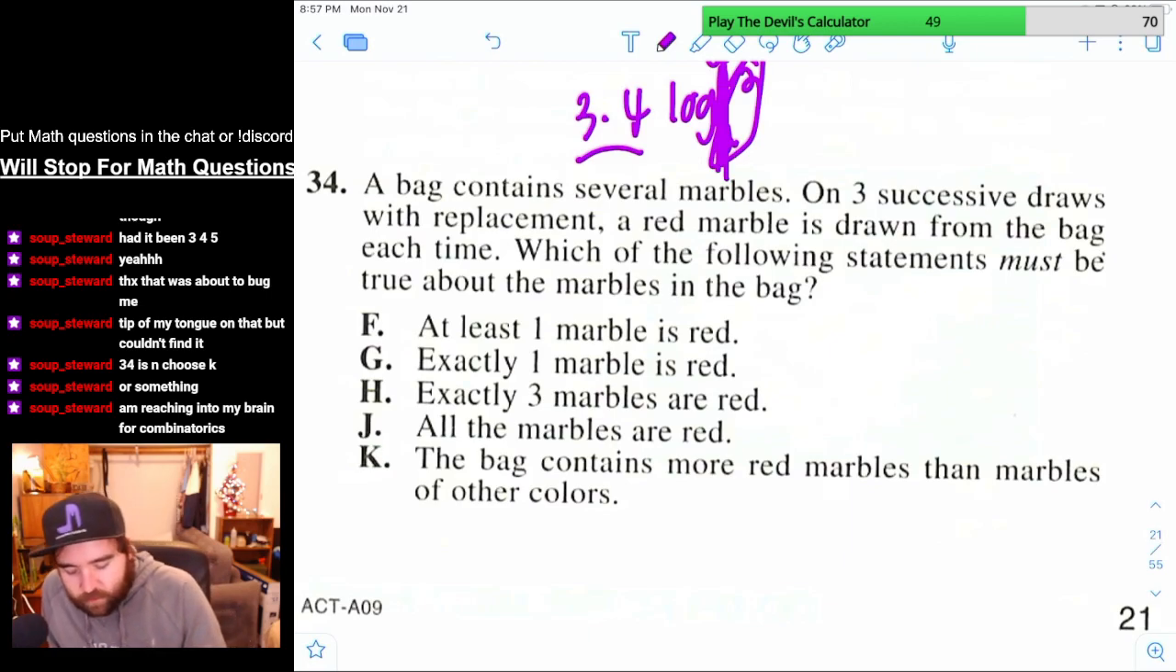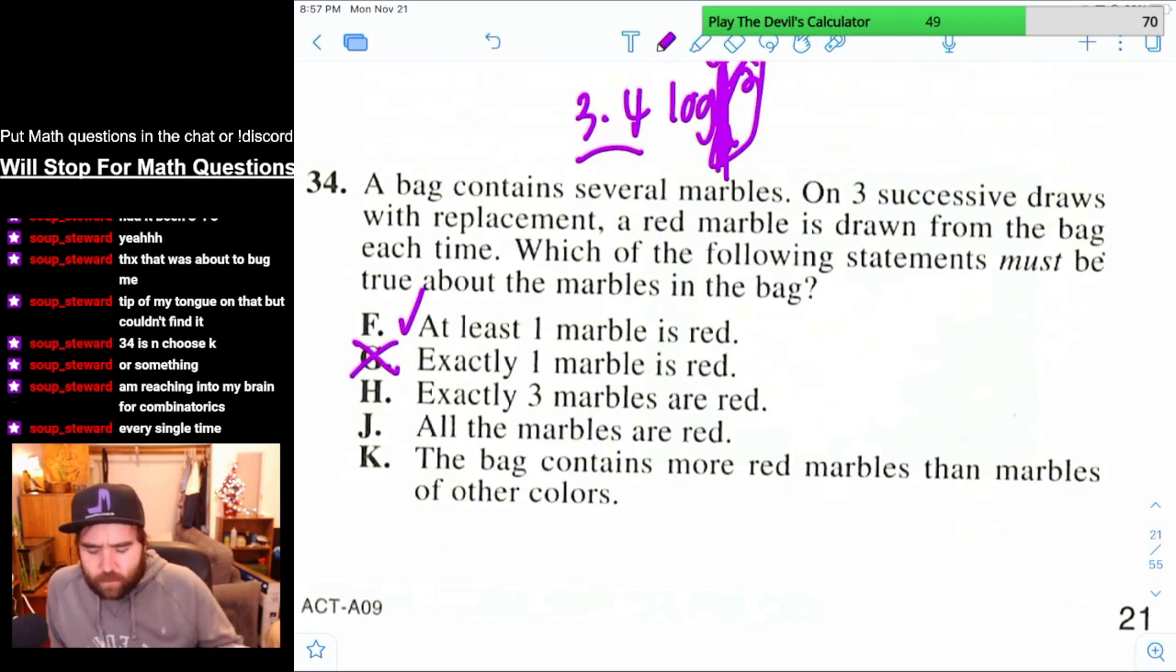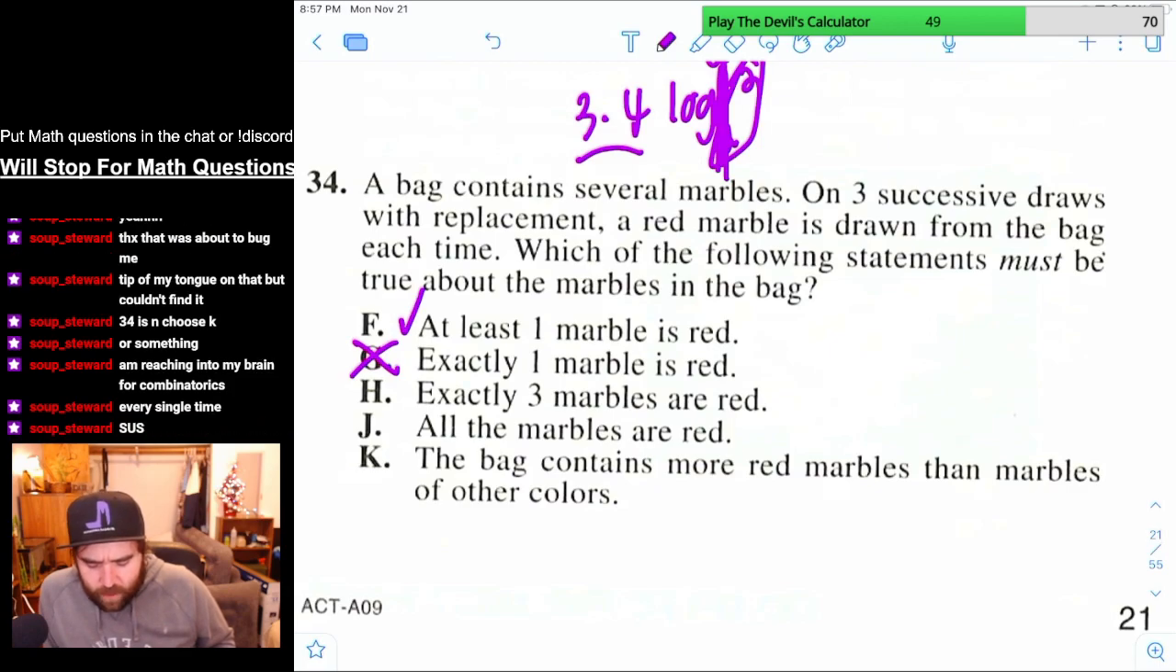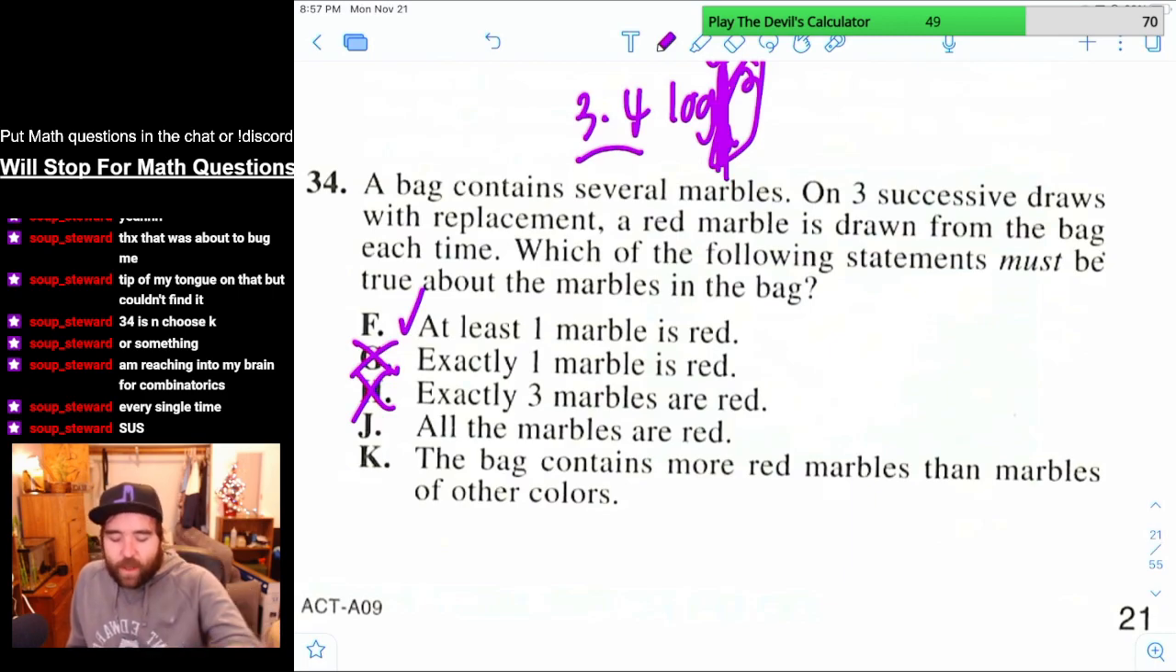Well, F must be true. So I definitely like F a lot. Exactly 1 marble is red. No, they could all be red. They didn't say anything about that. Exactly 3 marbles are red. If there was no replacement, then it would be exactly 3 marbles are red. But they're taking the red one out and they're putting it back in every time. So that doesn't need to be true.